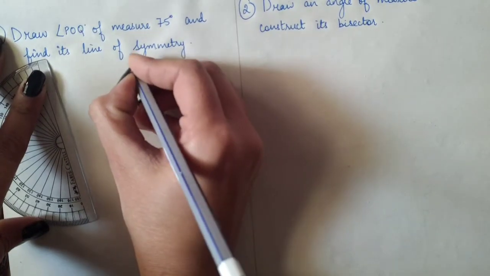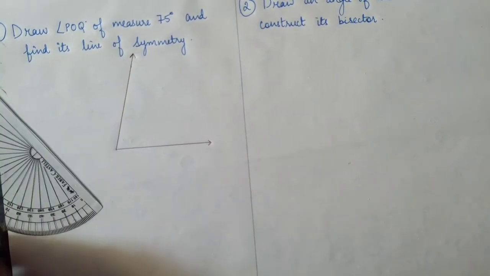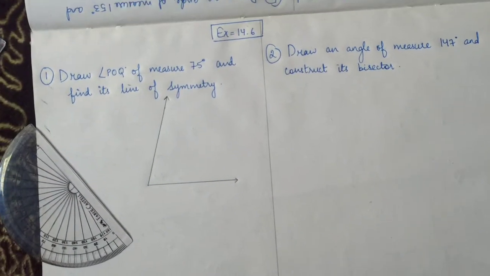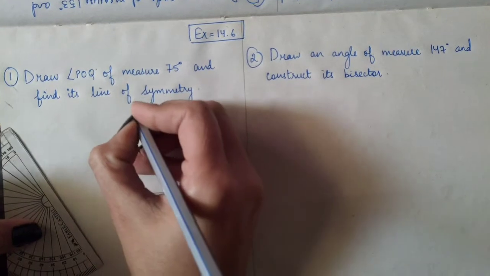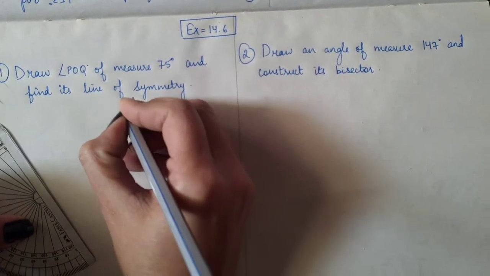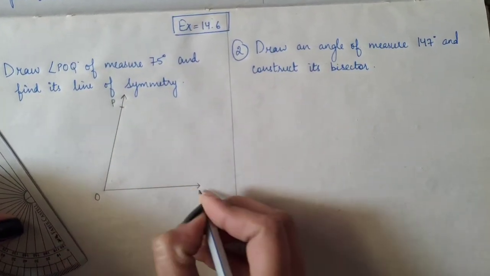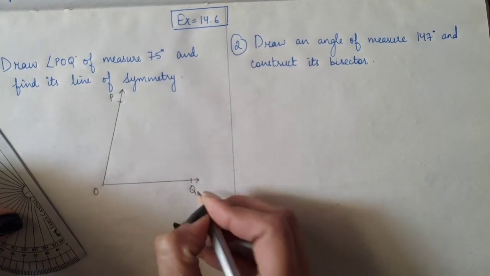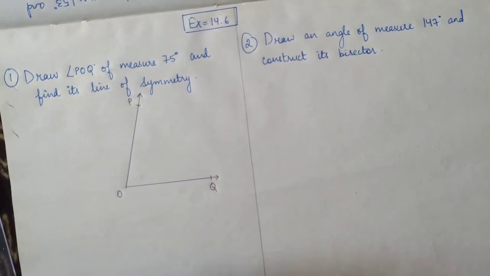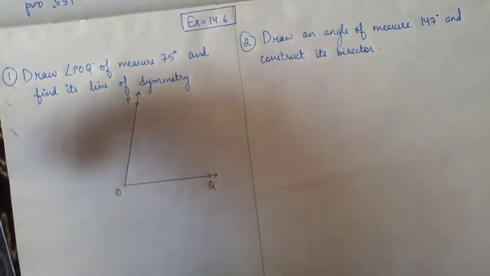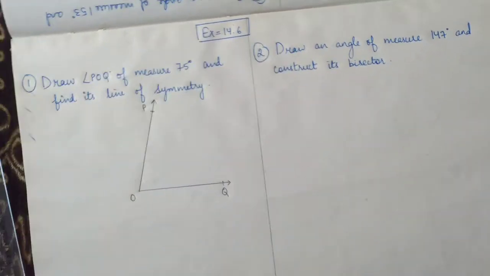So in this way, I have drawn an angle of measure 75 degrees. Fine. I have to name this. This would be P, O, and this is Q. So this is 75 degrees. Now we have to find the bisector of this. So what are our steps to bisect an angle?